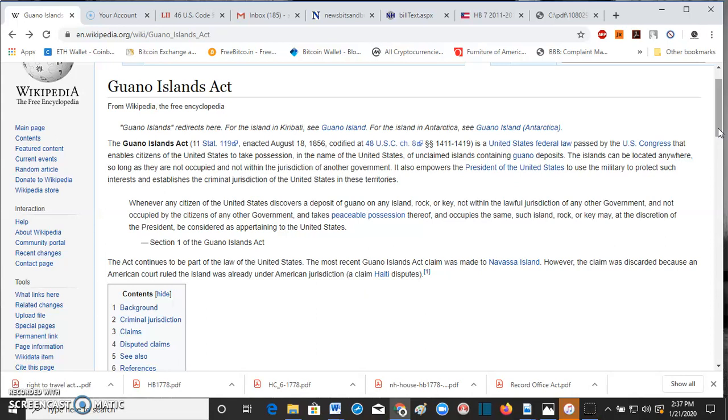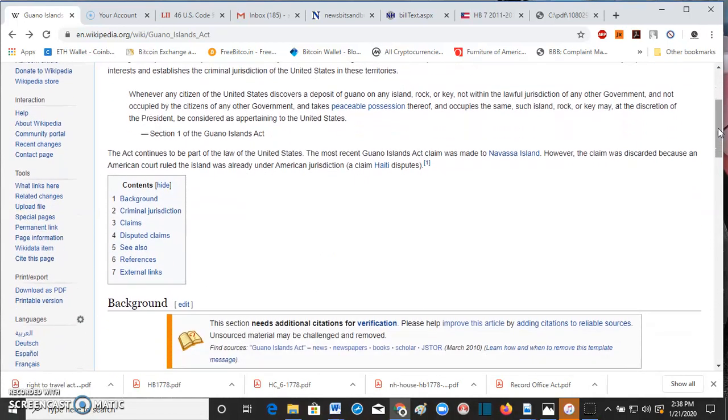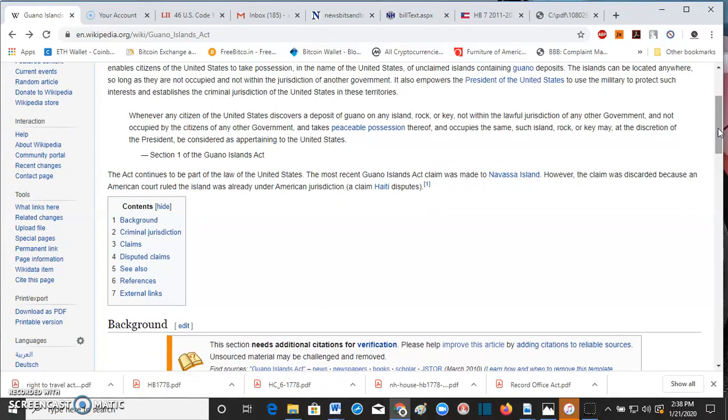Of unclaimed islands containing guano deposits. The islands can be located anywhere so long as they are not occupied and not within the jurisdiction of another government. It also empowers the President of the United States to use military to protect such interests and establishes the criminal jurisdiction of the United States in these territories. No, the criminal jurisdiction is the maritime law, okay? So it's the same thing. So once they occupy anywhere, they put the maritime jurisdiction on that land, okay?